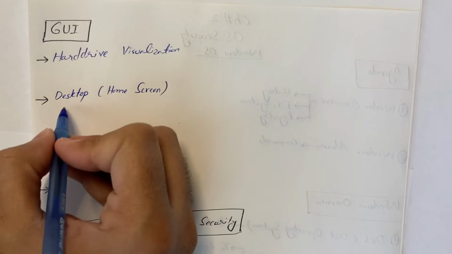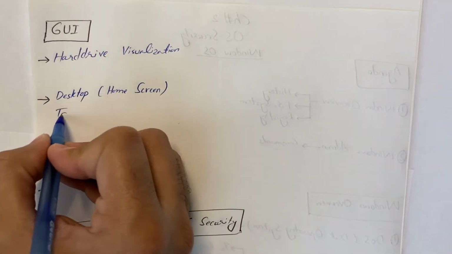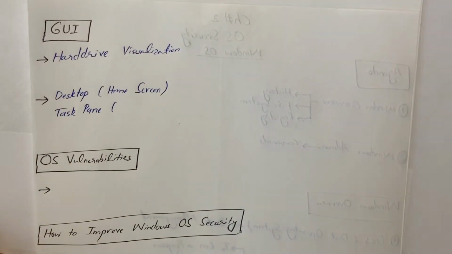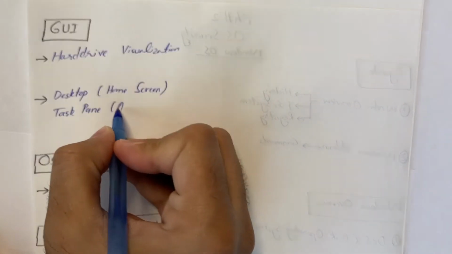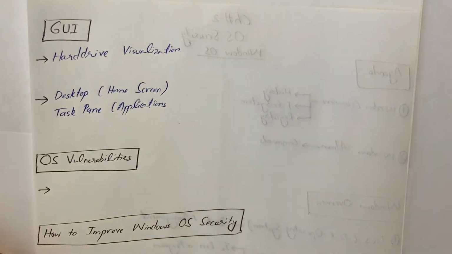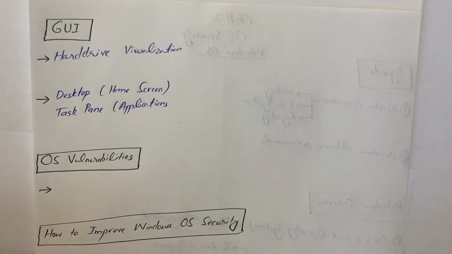And then we have the task pane, where all the applications, you can say your applications and whatever other stuff is, it's basically located in whatever you have installed in your operating system. That is, it can be accessed through the task pane.